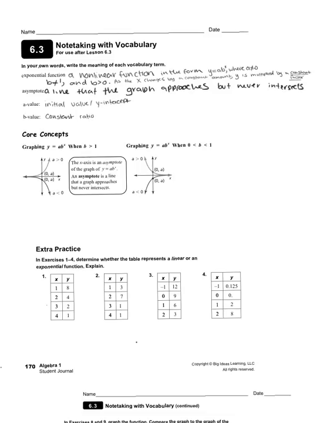Now, if you have a function in the form y equals ab to the power of x, the a value is the initial value, also known as the y-intercept. The b value is the constant ratio, okay? Now on the test, we might ask you what these values mean. So there it is. Your a value is the initial value or the y-intercept. The b value is the constant ratio.